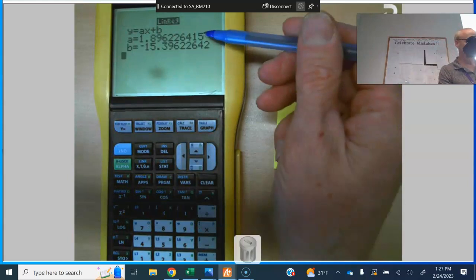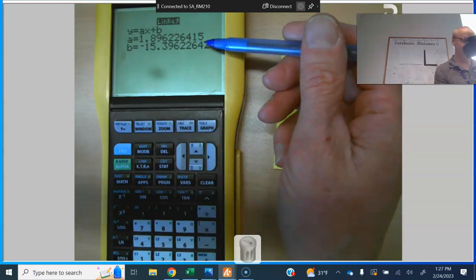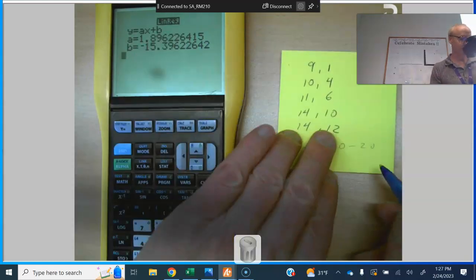So for every day of vacation, we expect that she'll read 2 more books. If she has 0 days of vacation, it's negative 15. That doesn't really mean anything.